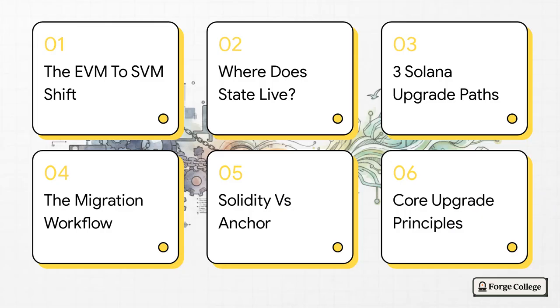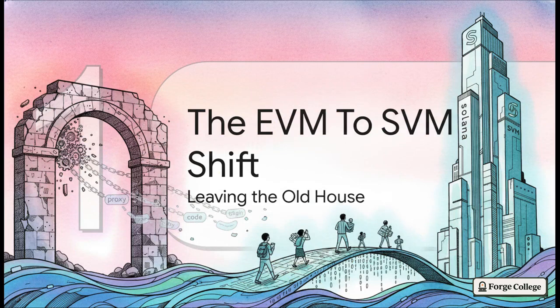So here is our blueprint for today's renovation. We're going to cover the EVM to SVM shift, figure out where exactly our state lives, explore the three main Solana upgrade paths, map out a clear migration workflow, do a direct code comparison between Solidity and Anchor, and then wrap it all up with our core upgrade principles. All right, let's jump right into Section 1, the EVM to SVM shift, leaving the old house.